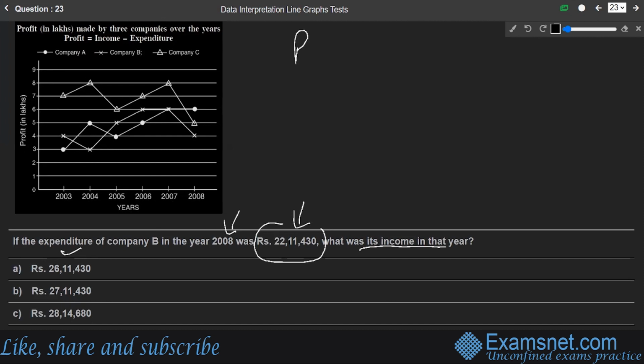So they have given us a formula: profit is equal to income minus expenditure. The expenditure is already provided as 22,104.30 rupees. We are supposed to find the value of income, and the profit we are supposed to observe from the graph itself. So let us see what profit is available in the graph.